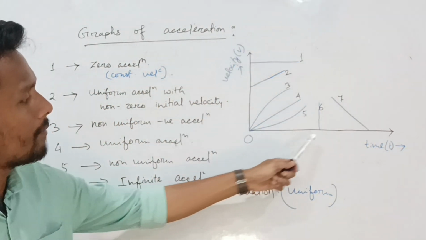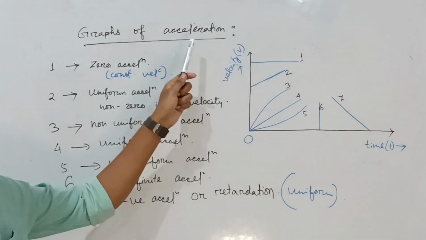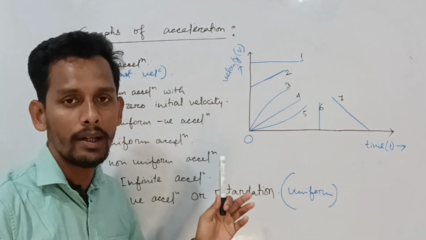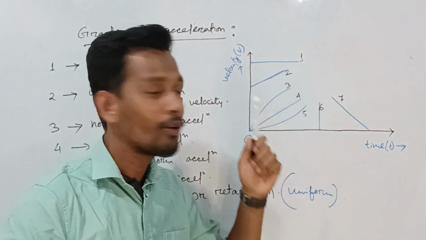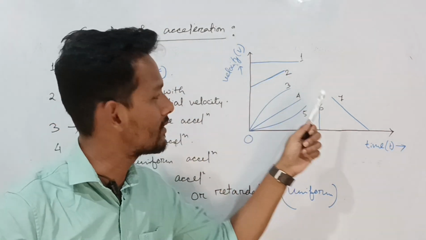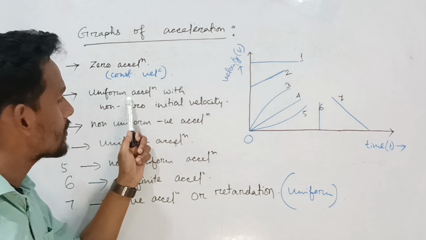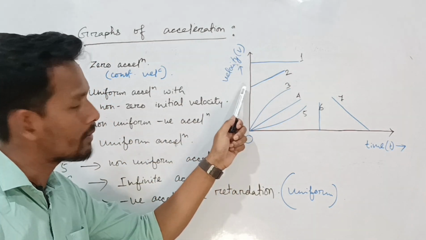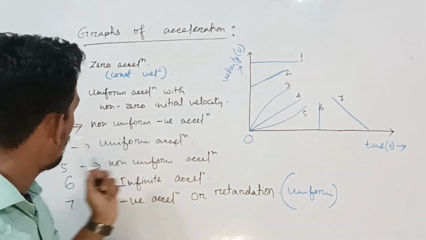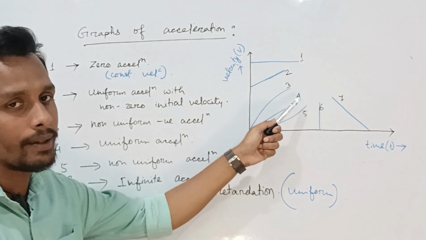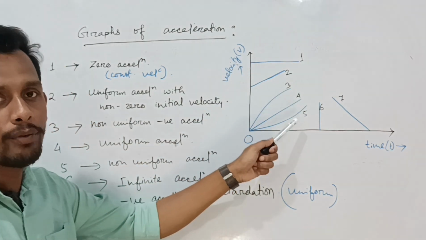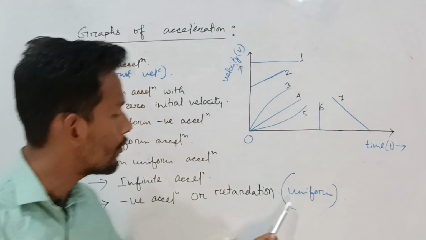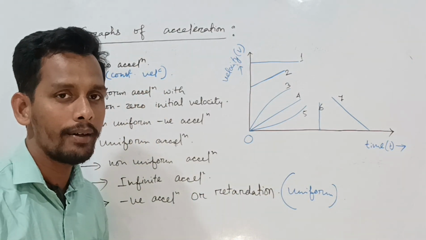So this is the graph between time and velocity, the graphs of acceleration. These 7 graphs will give you different kinds of acceleration. Graph 1 is constant velocity or zero acceleration. Graph 2 is uniform acceleration, but initial velocity is not 0; it is starting from somewhere. Graph 4 is uniform acceleration. Graphs 3 and 5 are non-uniform acceleration. Graph 6 is infinite acceleration. Graph 7 is uniform retardation. Clear?